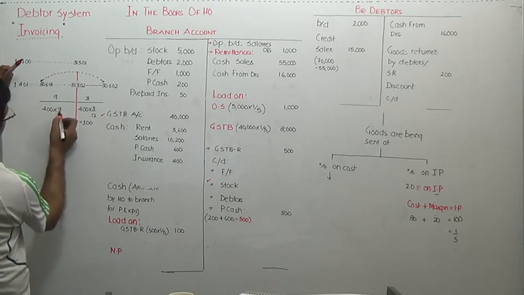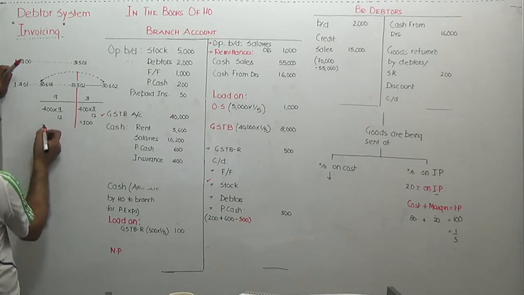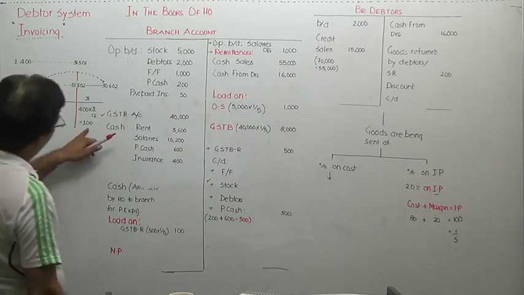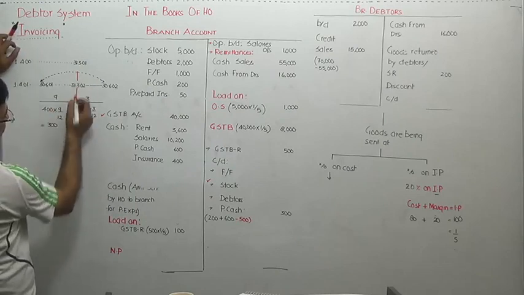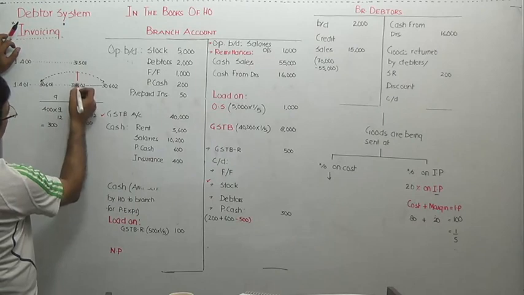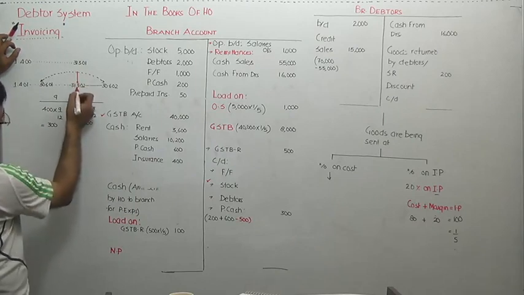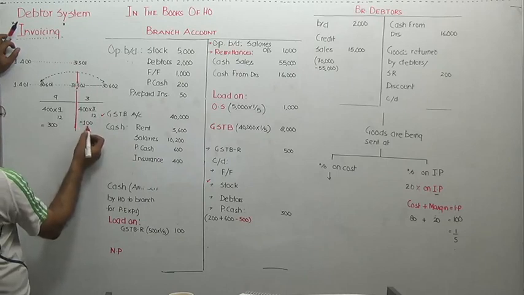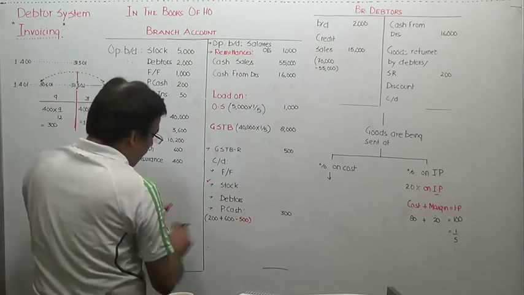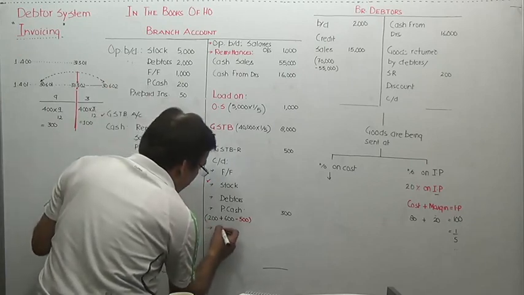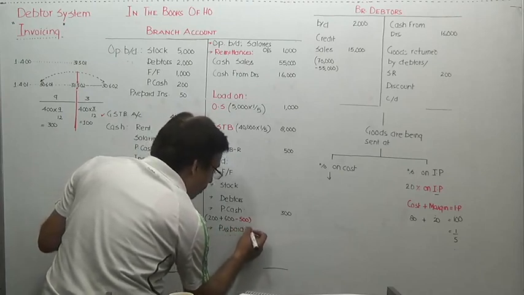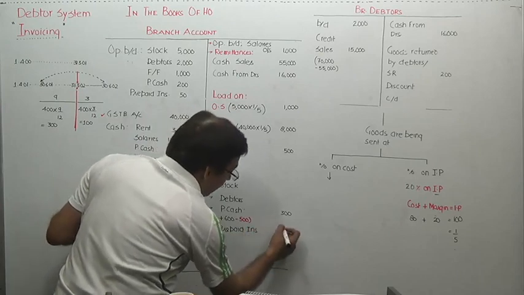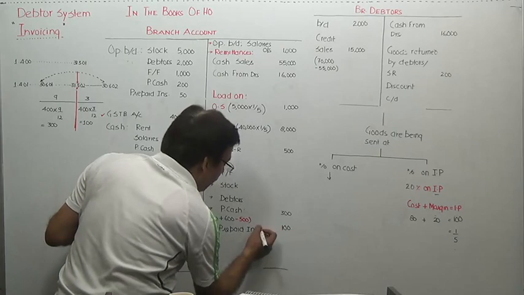That is 400 into 9 by 12. Is it clear? So that will be 300. This 100, which is related to next accounting year, please pay attention to what I am saying. Because we are going to close the accounting year on this particular date, don't forget that. So on this particular date, this particular amount is nothing but prepaid. So that is the reason I will have to write here prepaid insurance 100.